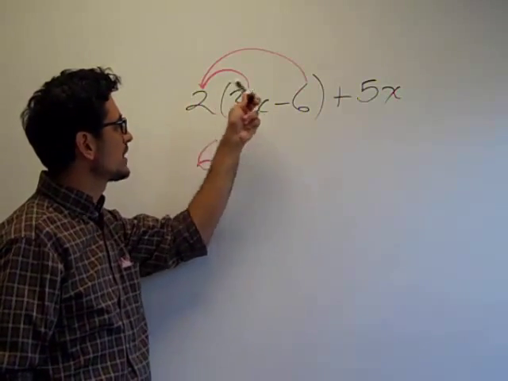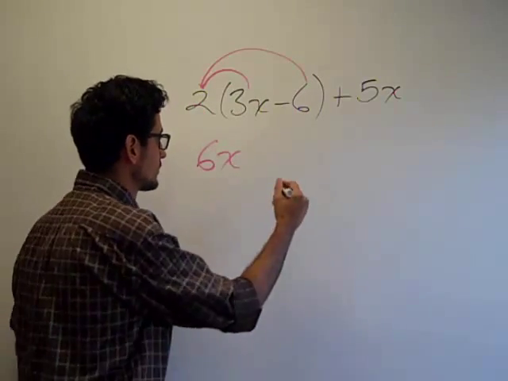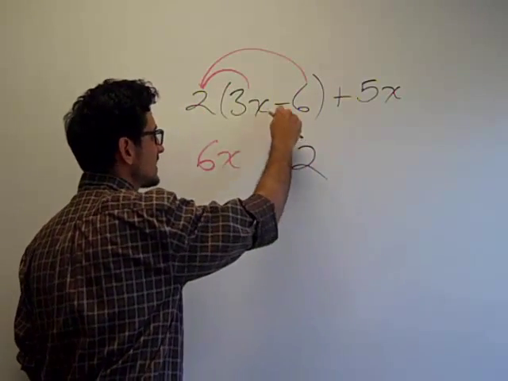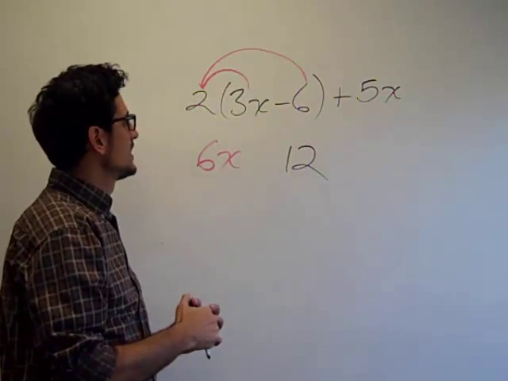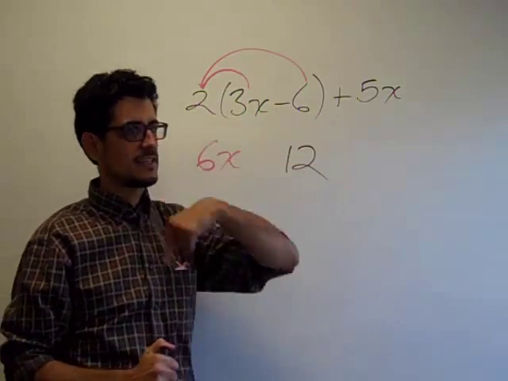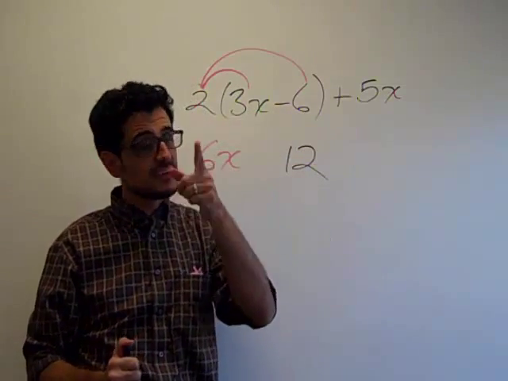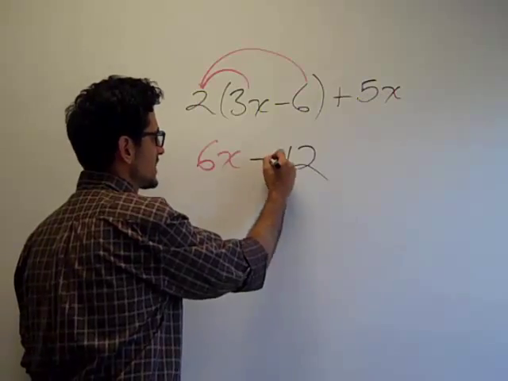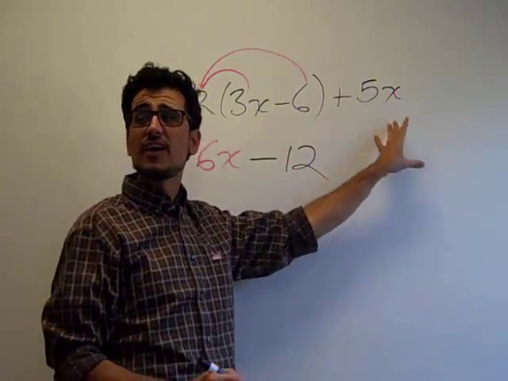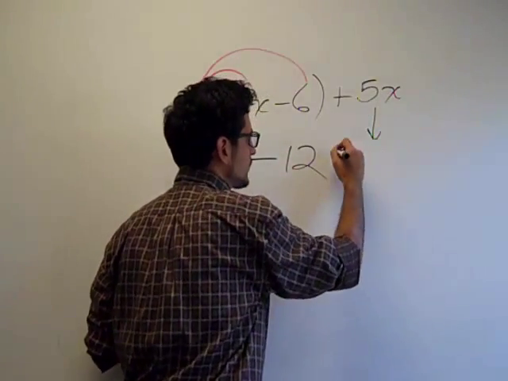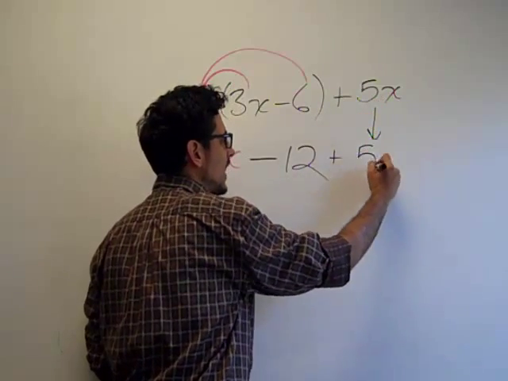But this idea of 2 times 6, I hope we know is 12. And the sign stays because it is 2 times negative 6. And a positive times a negative is a negative. So we have 6x minus 12. Now over here, this guy goes ahead and drops right down. So I'm looking at plus 5x.